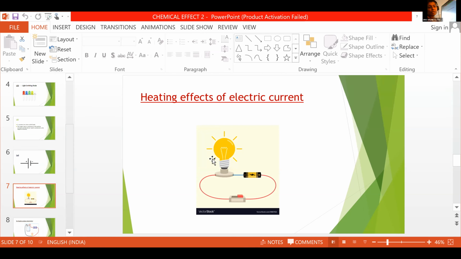The bulb glows because of which effect of electric current? Which effect? Heating effect. What is meant by this heating effect? Ashwin, are you there? Yes, ma'am. What is meant by this heating effect? Why does the bulb glow here? Ma'am, touching the positive and negative charges. Why does the bulb glow? Because of which effect? Because of the battery.